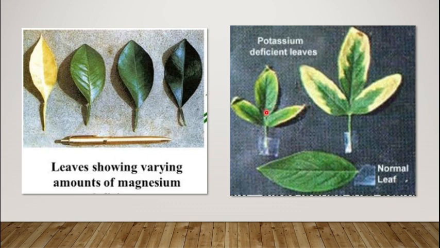Similarly, in this case, a normal leaf is shown, while in other cases, if you see the borders, these are becoming yellowish and some dead. So something is deficient here. So we will mark out the minerals which are important or which are responsible for the growth, for the color, and their deficiency symptoms.